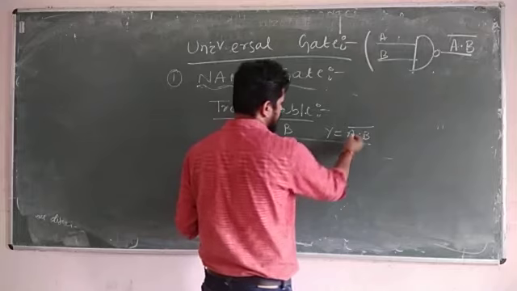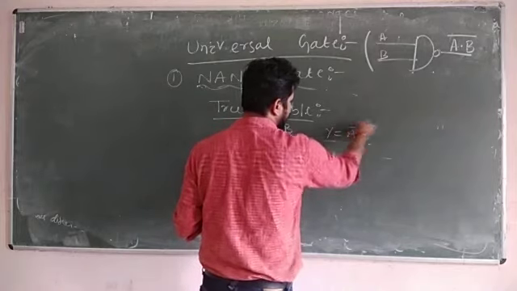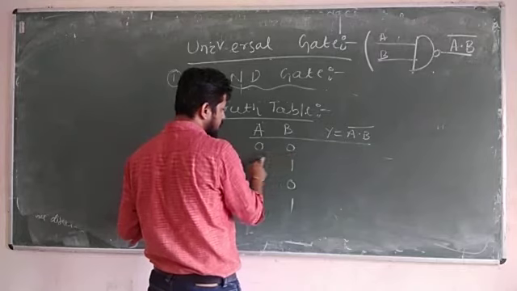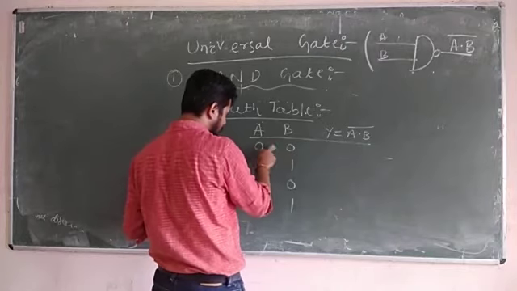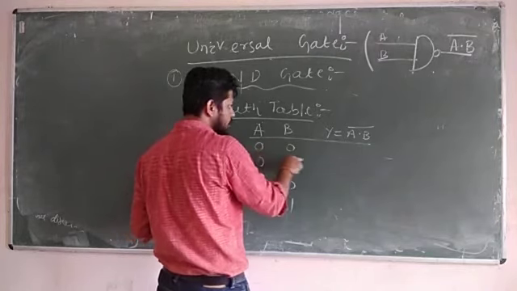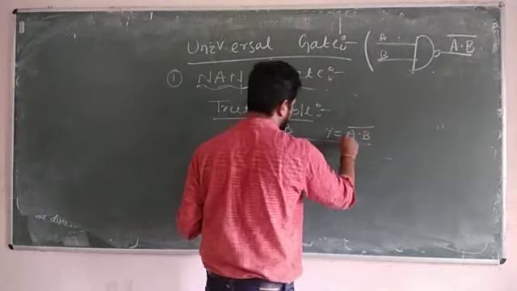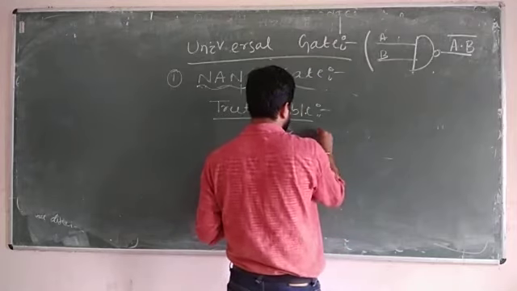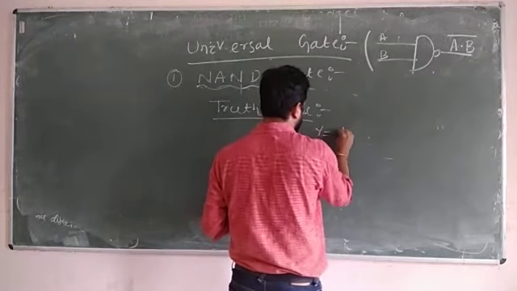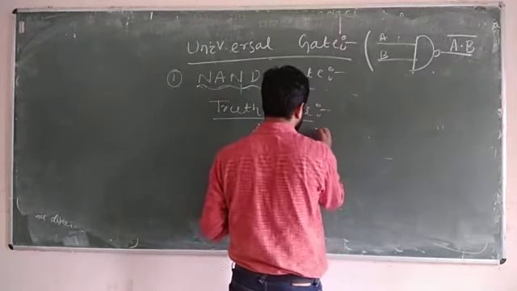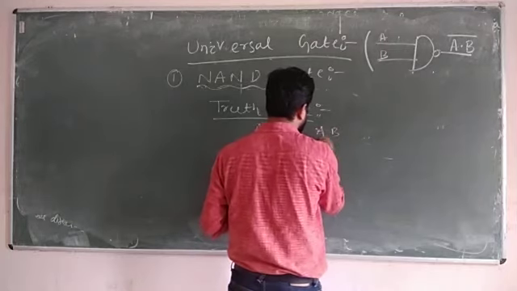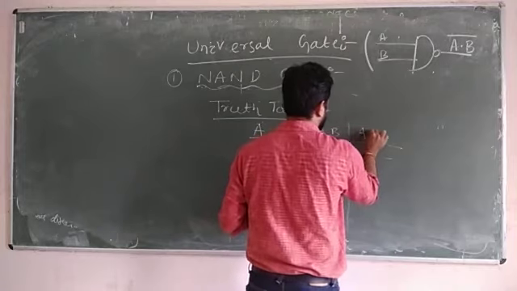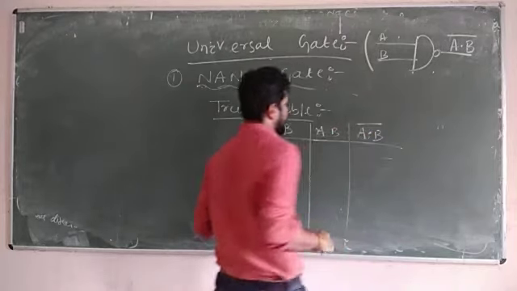So how to write this? Y equals (A AND B) whole complement. That means if I AND 0 and 0, after the AND gate the output will be 0, but this 0 is then complemented. So first we will see Y equals A AND B, then we will see (A AND B) whole complement.